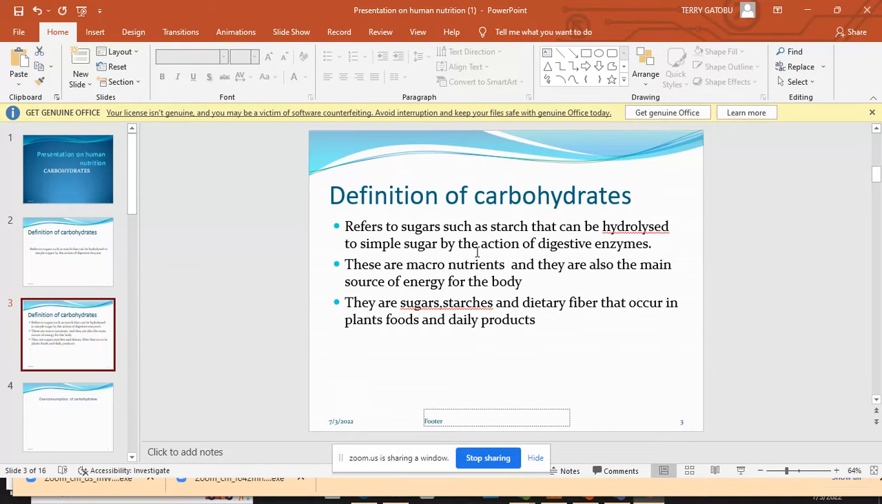We have defined carbohydrates as starch that can be hydrolyzed to simple sugar by the actions of digestive enzymes. Are we together, class? These are macronutrients, and they are also the main source of energy for the body. They are starch, sugars, and dietary fiber that occur in plant food and dairy products.